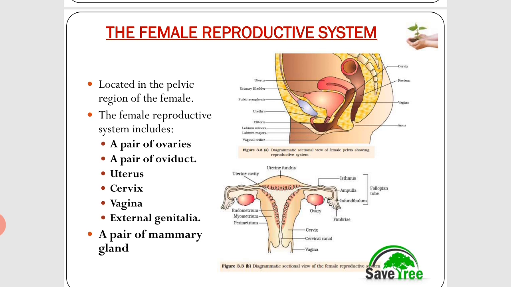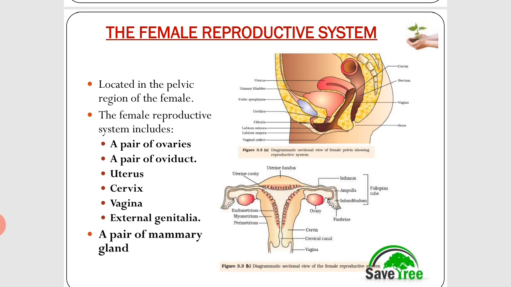So when you compare the male reproductive system with the female reproductive system, the female reproductive system is more complex. The female reproductive system consists of different parts: a pair of ovaries, a pair of oviducts, then uterus, cervix, vagina and external genitalia.